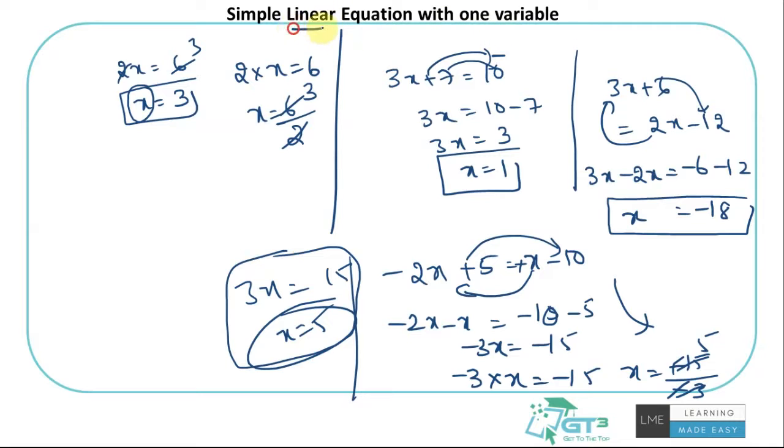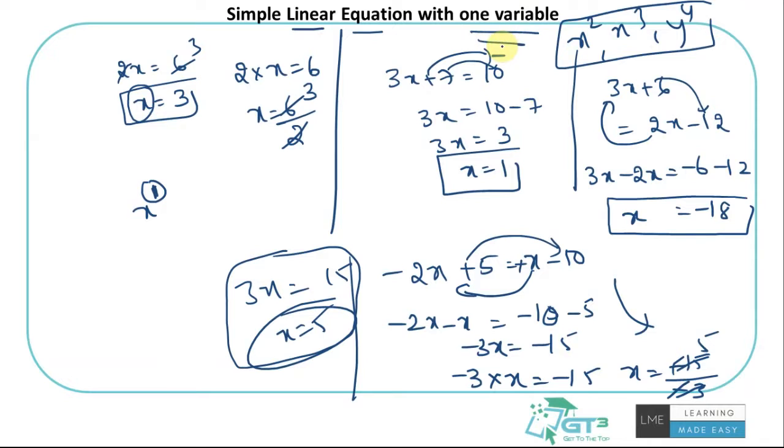So what is the meaning of linear equation? The power of the variable would be 1. I won't see x square, x cube or y power 4 etc. in the equations. Those are not linear equations. And in this case, in all the examples I've solved, I've taken only one variable.